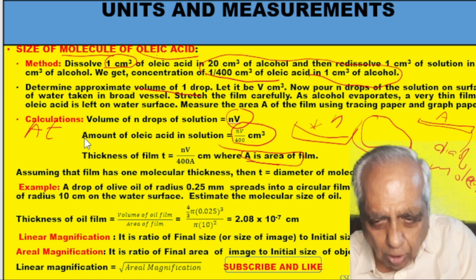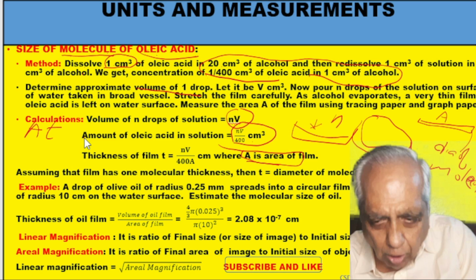To illustrate this experiment, I have given a small numerical. A drop of olive oil of radius 0.25 millimeter spreads into a circular film of radius 10 centimeter. So I have come to know the area of my film. Given a drop of oil, I can find the volume, 4 upon 3 pi r cube.